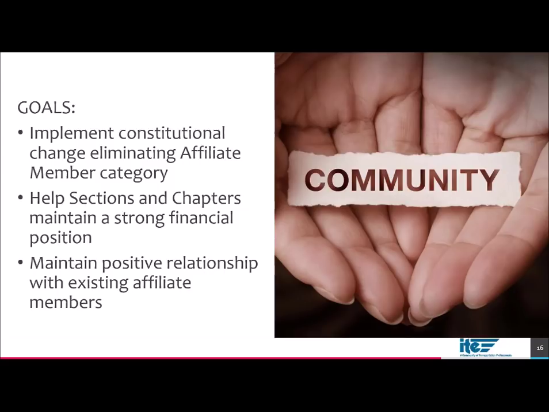So we either need to encourage them to become full members of ITE or give them some other way to participate, but not imply that they're members. And so our goal is to implement some sort of change that encourages them to full membership, recognizing that some of those affiliate member dues were contributing financially to the sections and chapters. So how do we compensate the sections and chapters for that loss of affiliate dues, and maintain a positive relationship with those who don't choose to become full members?